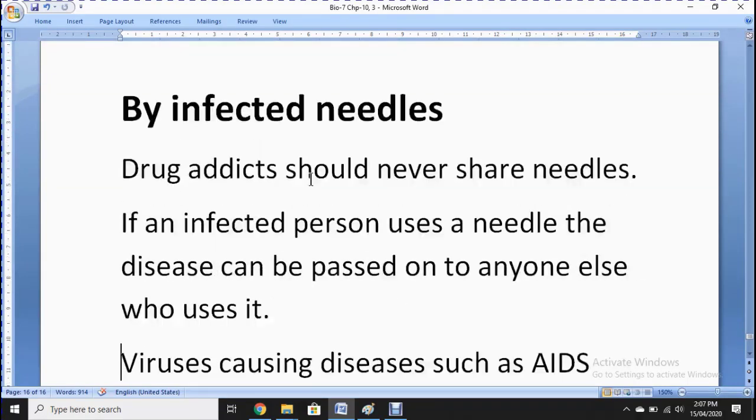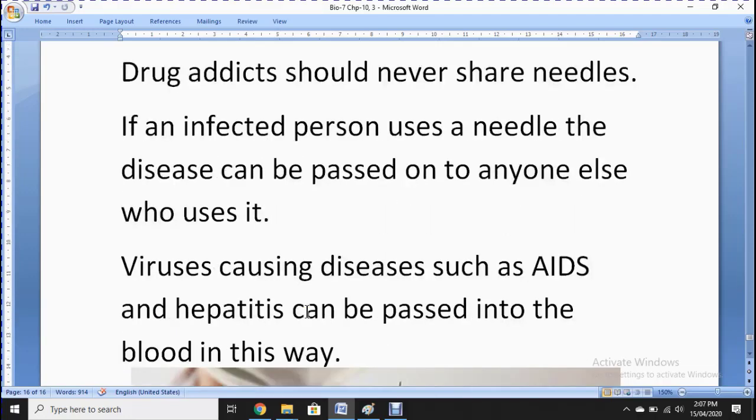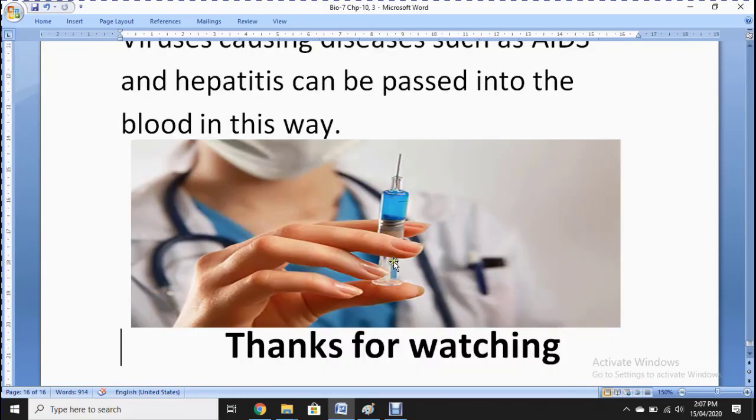Infected needles are another way, so drug addicts should never share needles. If an infected person uses a needle, the disease can be passed on to anyone else who uses it. Viruses causing diseases such as AIDS and hepatitis can be passed into the blood in this way. So the infected injection is the same as the mosquito. If this needle is used many times, it might be possible that one person is infected and can infect the others also. Thanks.